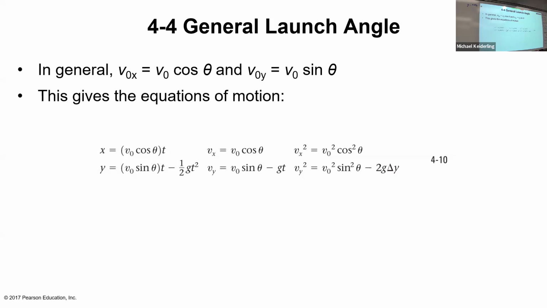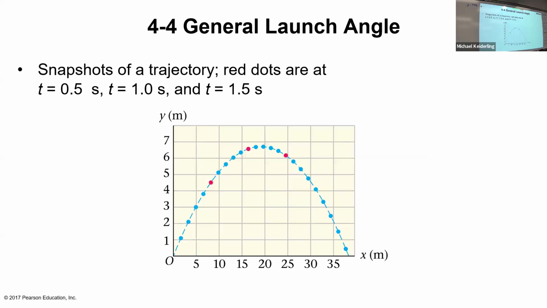Now, everywhere we have v naught x, you replace it with v naught times cosine theta. Everywhere we have v naught y, you replace it with v naught times sine theta. Given you have something fired at some velocity at some angle, that's how you find the x and y components. And it gives these equations of motion. So you get a parabolic trajectory.